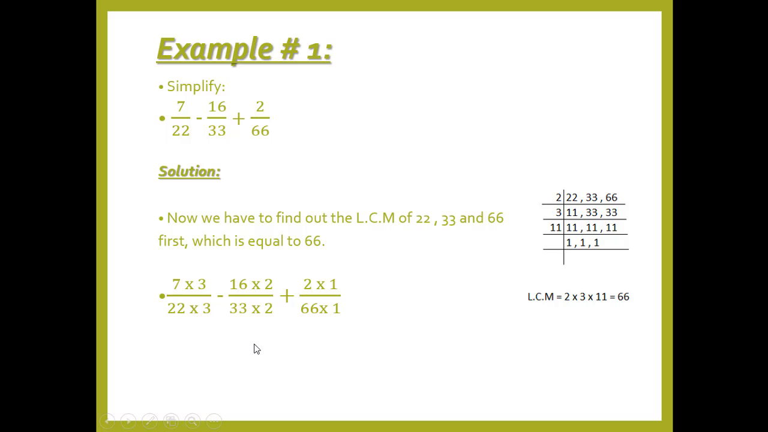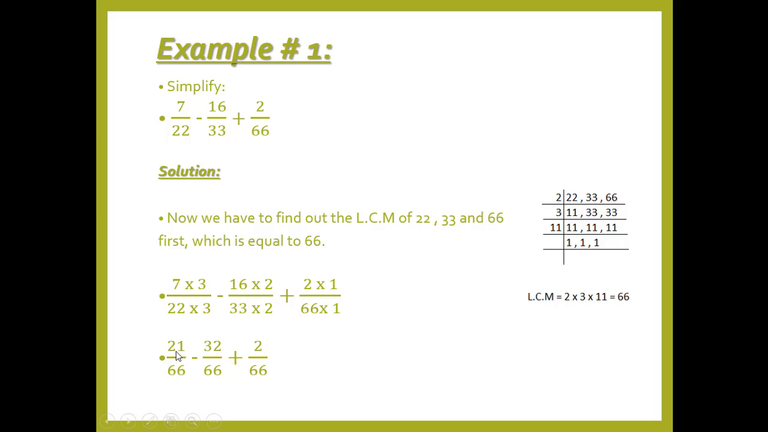Okay, the second denominator is 33. The same procedure we apply here: in the table of 33, when the number 66 comes, the answer is 2 times, so we multiply 2 in the numerator and in the denominator as well. The third denominator is 66, and these two numbers are the same, so 66 times 1 is 66, so we multiply 1 in the numerator and in the denominator both.